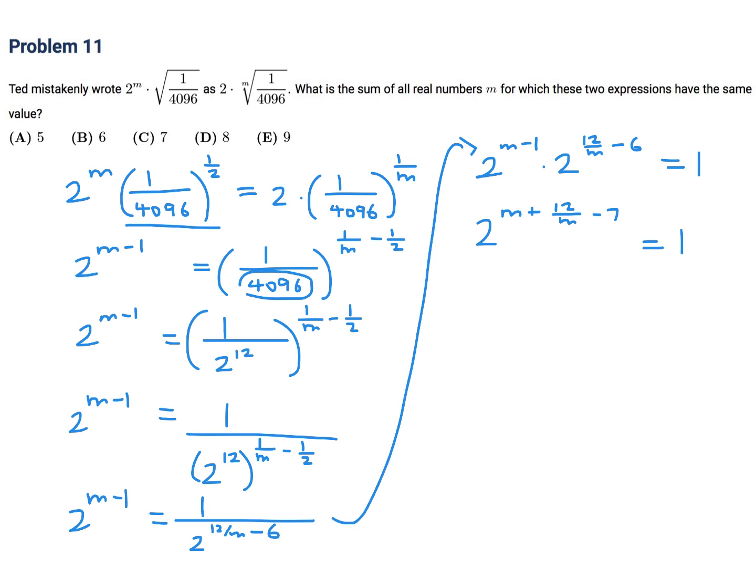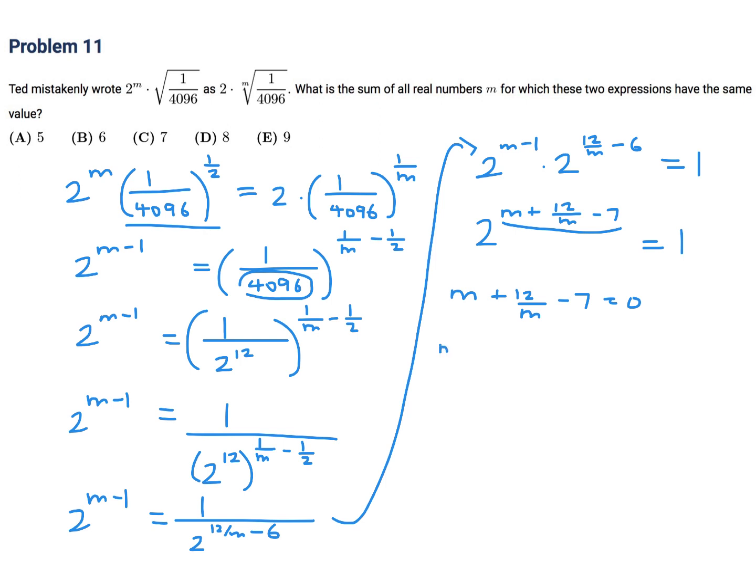If 2 to the power of that exponent is equal to 1, that means this exponent is 0. So that means m plus 12 over m minus 7 is equal to 0. So hopefully that makes sense. And now we just have this basic equation here. And probably it's a quadratic, maybe it factors.